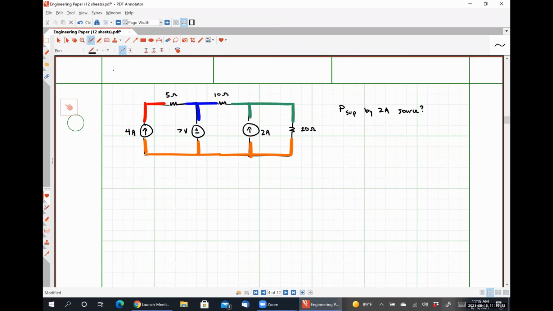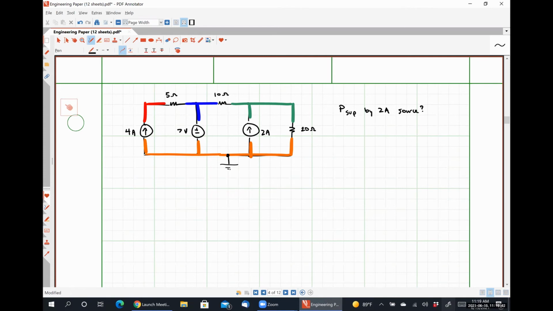What's my next step? You choose your reference node. All right, so which node should I choose? The orange. Orange at the bottom. All right, makes sense. It's tied to an awful lot of things. Typically speaking, the more elements it's tied to, the easier it's going to make the analysis. What is step three? You apply KCL to all the non-reference nodes.